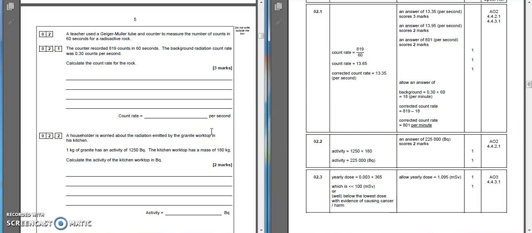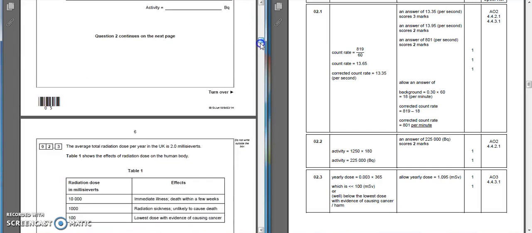Part 2, when we're looking at calculating the activity in the kitchen worktop, nice and straightforward. 1 kilogram of granite would do 1,250 becquerels. We've got 180 kilograms, so it's literally timesing the 2 together. So a mark for writing out the numbers, and then a second mark for resolving it. The answer is 225,000. Nice and easy, 2 marks there.